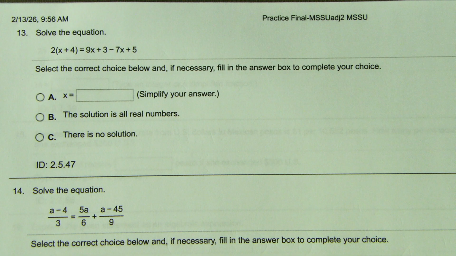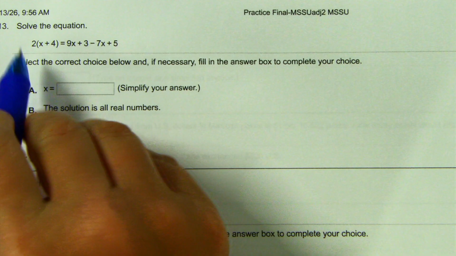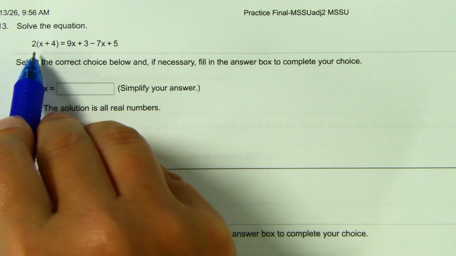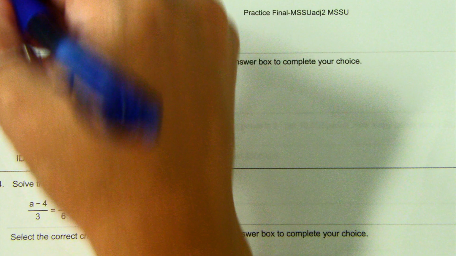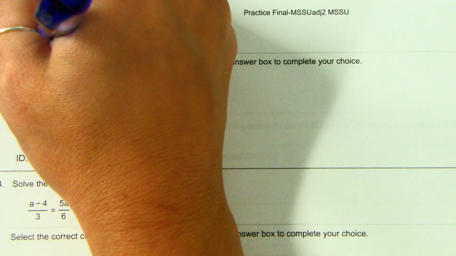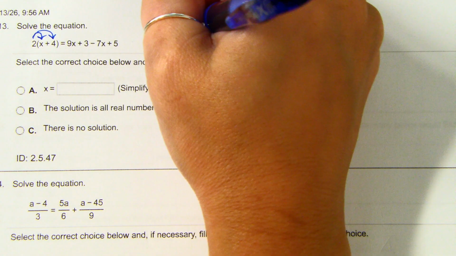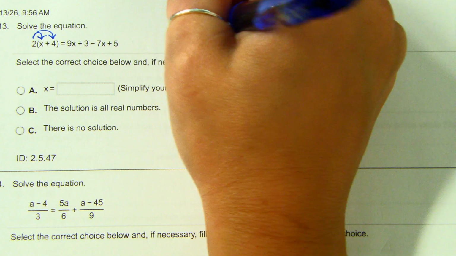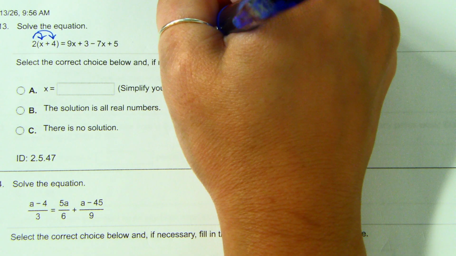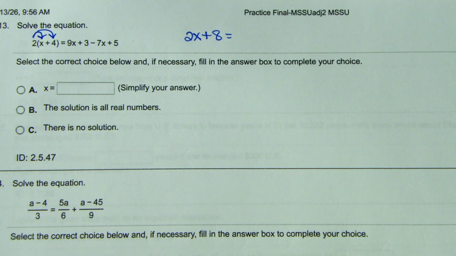All right, number 13 says solve the equation. And then it says select the correct choice below, and if necessary, fill in the answer box. Because remember, on all of our equations, we actually have 3 options. Most of our problems are going to be x equals, where we find that our variable equals a specific number. But sometimes we will get a true statement, like 2 equals 2, and there's no variables left, and that means we have all real numbers.